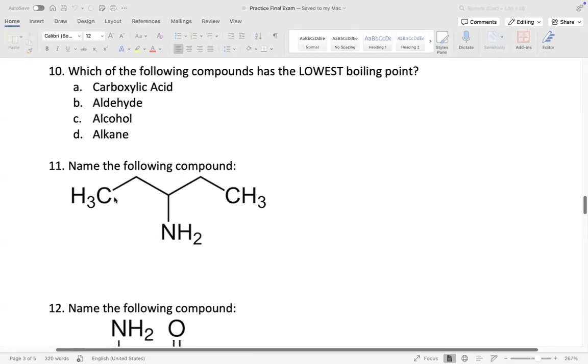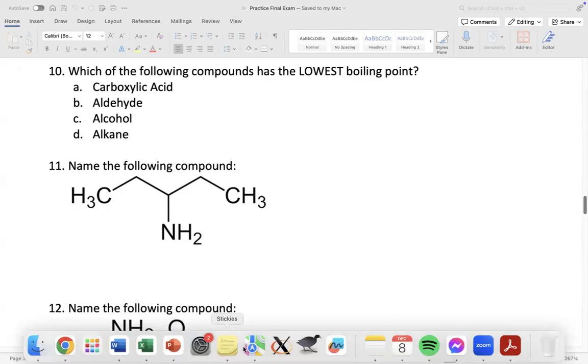Number 10. Oh, here's an example of the lowest. So this time it gave us all of the functional groups just written out. It didn't even ask us to pick out those endings and identify them. So that's nice. We can just go back over to our chart here. So we're looking at the lowest. So we have a carboxylic acid, an aldehyde, an alcohol, and an alkane.